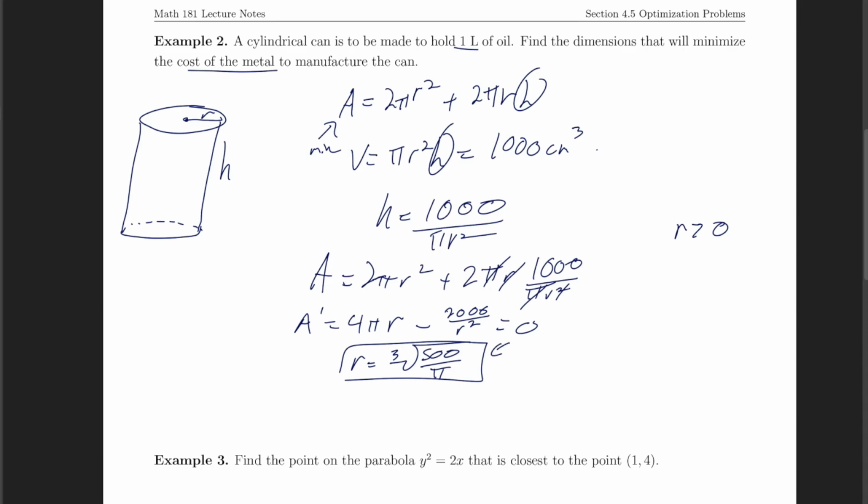So if we crunch through all of this, if r equals this, what does our height equal? And just for ease, let's say this approximately equals 5.42 centimeters. So that's what our radius is. We plug that into the h. But if we plug this into h, it actually ends up being not bad at all.